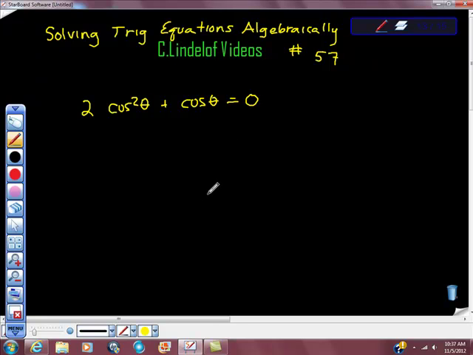All we're going to do here is pretend that what we're looking at is this problem. I'm going to look at this as if it was 2x squared plus x equals 0. So let x equal cosine theta. All I'm saying here is that we're just going to factor this out. We have cosine theta here, so we're going to factor out cosine theta times 2 cosine theta plus 1 equals 0.